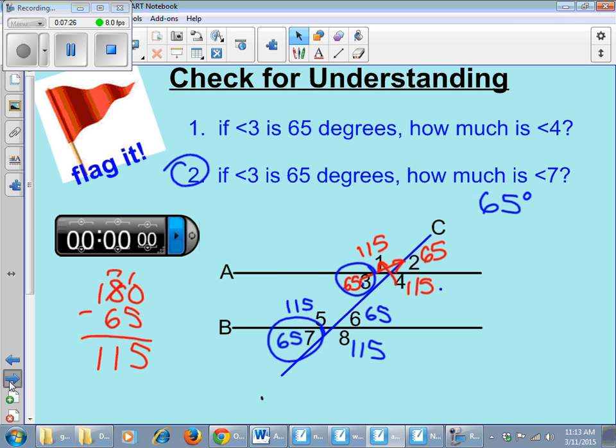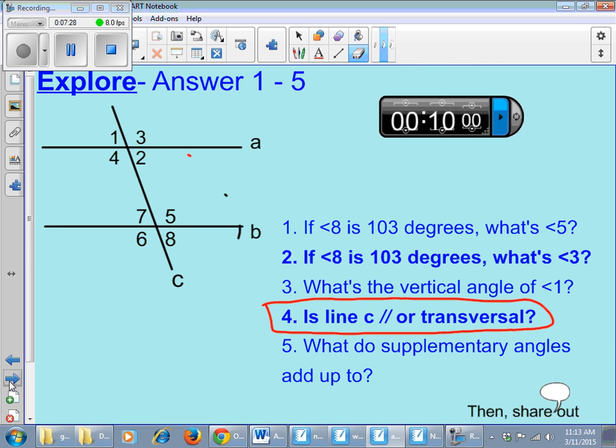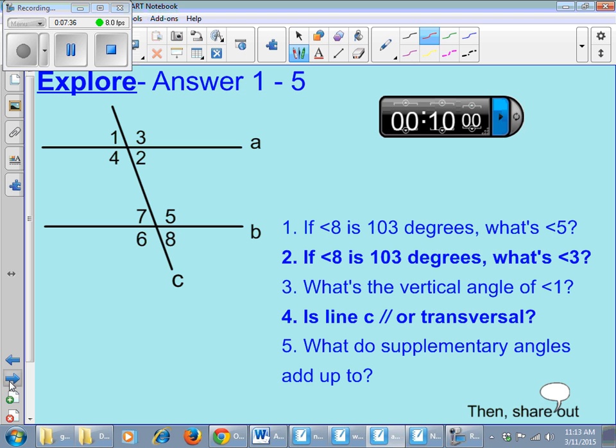I'm going to do about 2 or 3 more, and then every one of these questions with different numbers and wording will be on your test. So the last few, if angle 8 is 103 degrees, here's question 1. What is angle 5? Well, if 8 is 103, 8 and 5 together make a straight line, so they have to add up to 180.